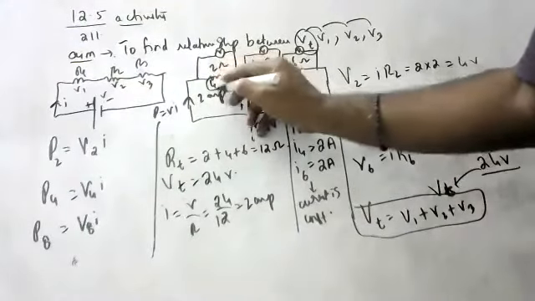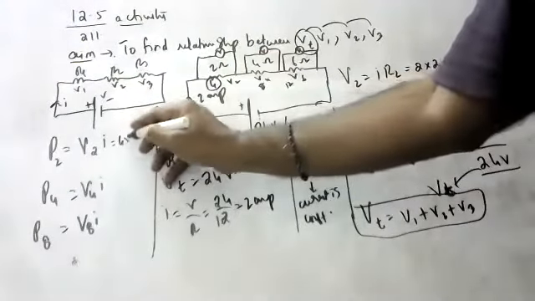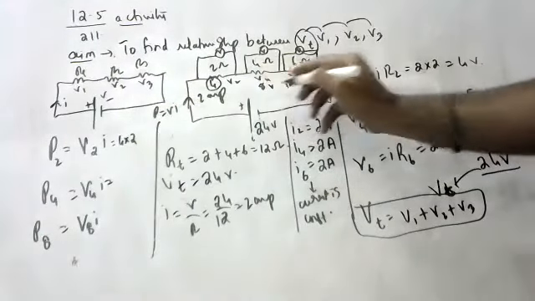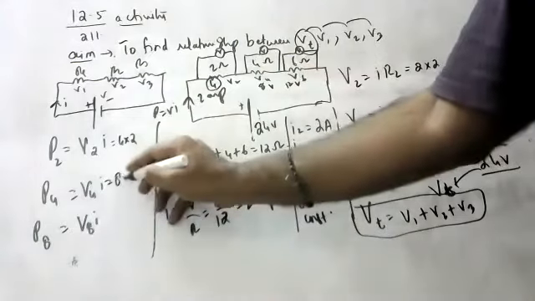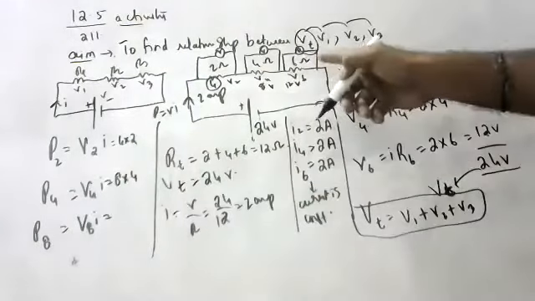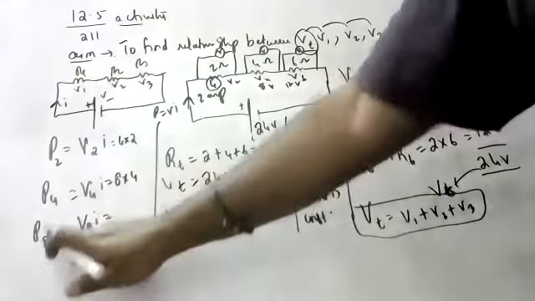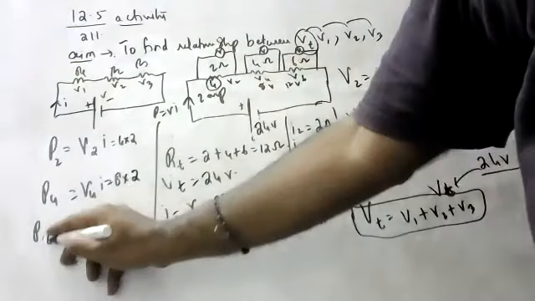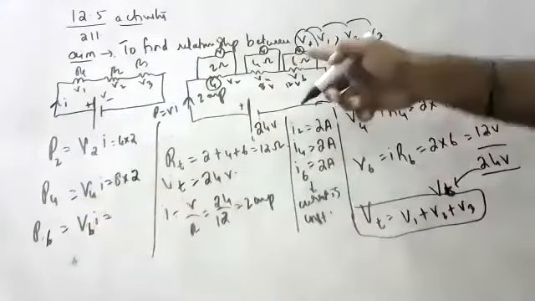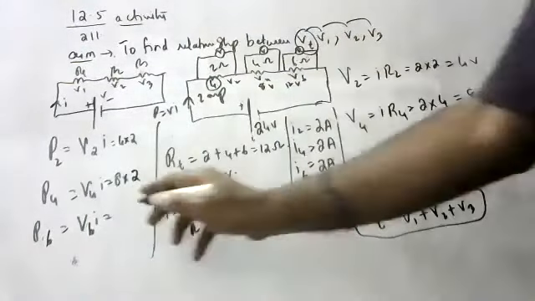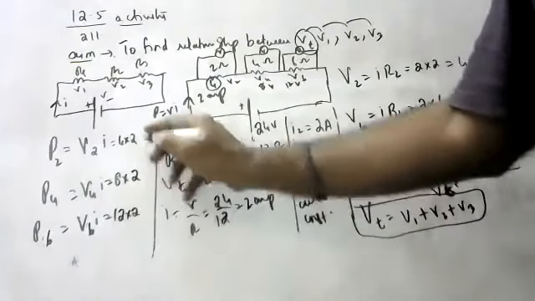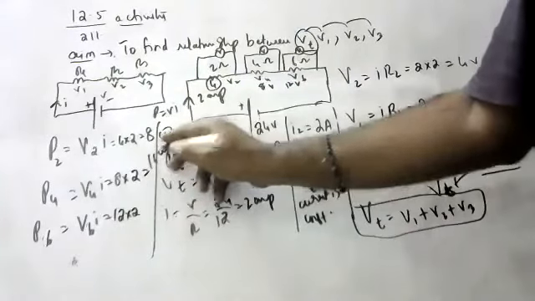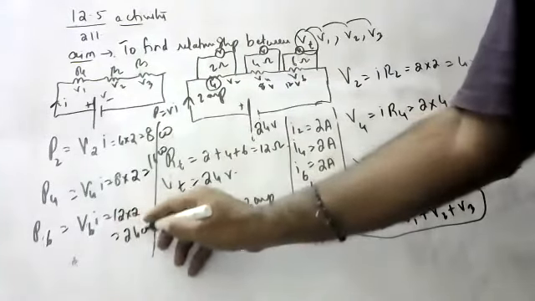Across 2 ohms, what is the potential? 4 volts. 4 into 2. Across 4 ohms, how much is the potential? 8 volts. 8 into 2. Across 6 ohms, how much is the potential? 12 volts. 12 into 2. Now, what is the power here? 8 watts, 16 watts, 24 watts.